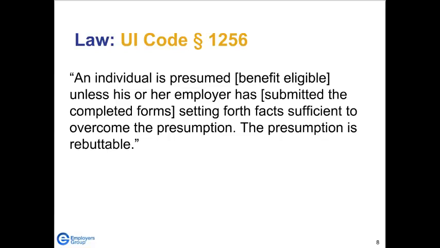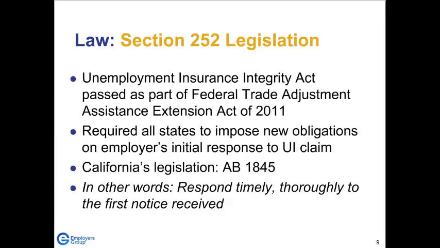Speaking of which, there was some recent legislation. Those of you who follow legislative developments in the employment sector know that there was the Federal Trade Adjustment Assistance Extension Act of 2011. Let me get to that slide. And part of that was the Unemployment Insurance Integrity Act, which basically required all states to impose new obligations on employer initial responses to unemployment insurance claims. California responded with AB 1845. You may have heard of that.